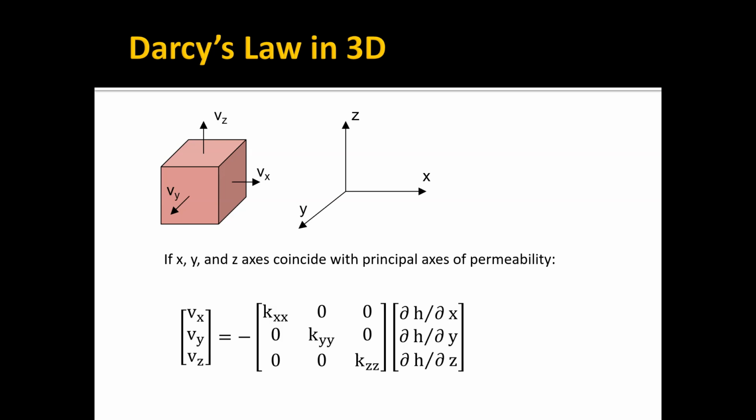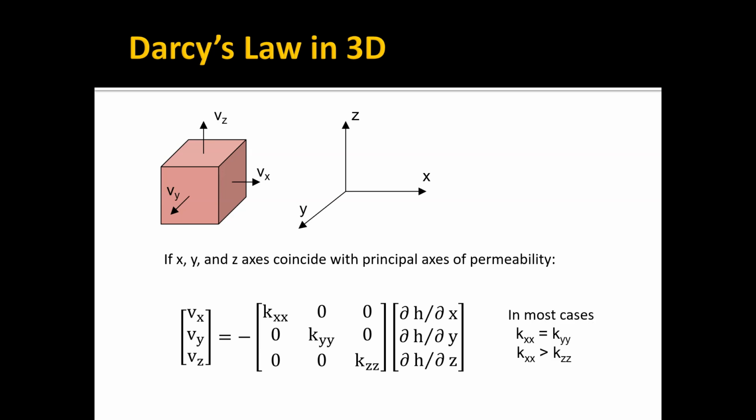The hydraulic conductivity matrix, or excuse me, Darcy's law matrix looks like this. Vx is equal to minus Kx del h del x, Vy is equal to minus Ky times del h del y, and Vz is equal to minus Kz times del h del z. So you're just coming up with a simple representation of Darcy's law in each dimension. So that's pretty easy and straightforward.